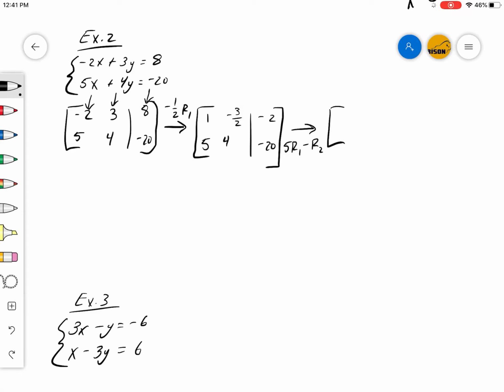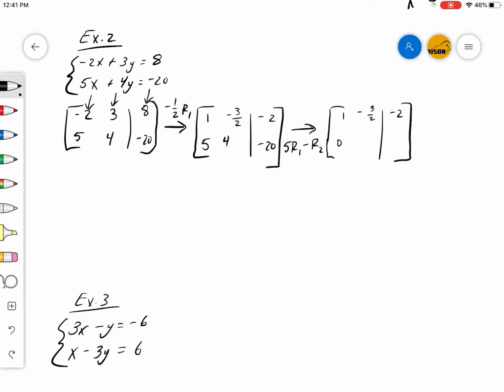Okay, so I've not changed 1, so 1, -3/2, and -2. So I'm going to do 5 times 1 is 5. Let me get this down a little bit. 5 times 1 is 5, minus 5 would be 0.